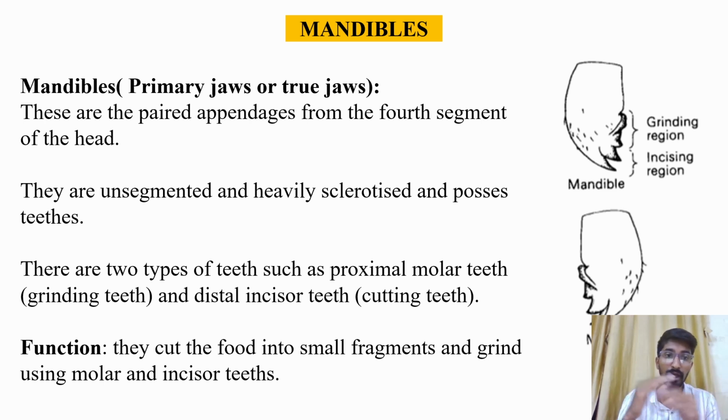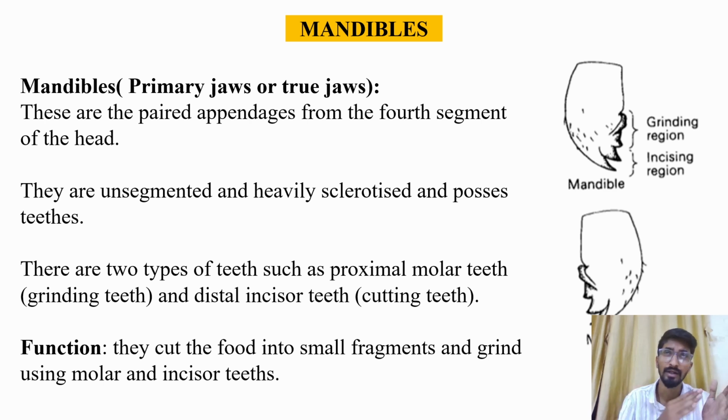It arises from the mandibular segment, where it is heavily sclerotized and possesses teeth, as it is used for grinding and incision. There are two types of teeth here: proximal molar teeth and distal incisor teeth. The proximal molar teeth are for grinding, and the distal incisor teeth are for cutting.